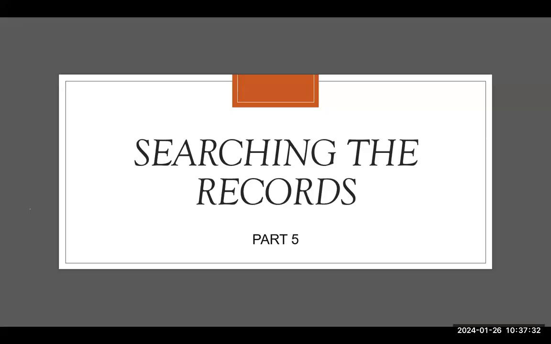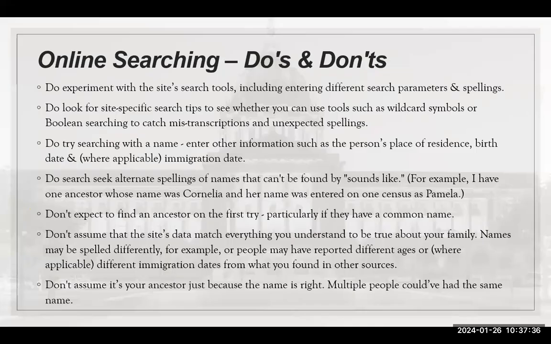So now we come into some tips and tricks for searching the records. Do experiment with a site's search tools, including entering different search parameters and spellings. Do look for site-specific search tips to see whether you can use tools such as wildcard symbols or Boolean searching to catch mistranscriptions and unexpected spellings.